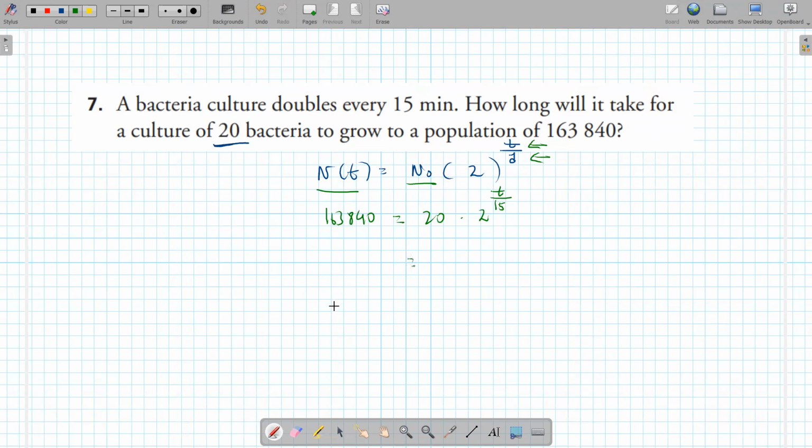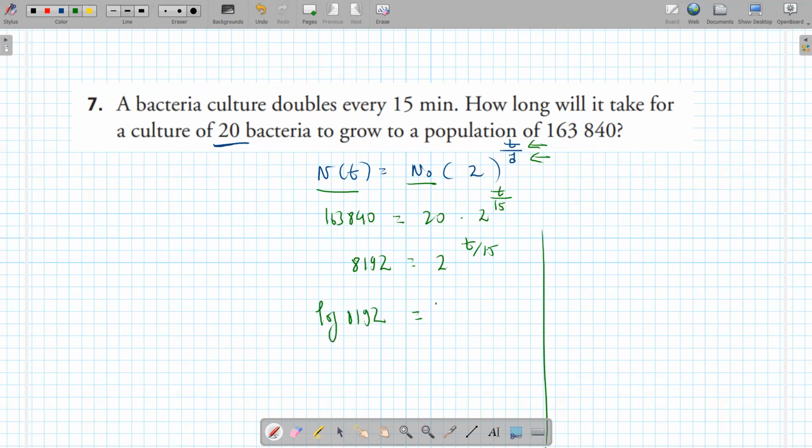How do we solve this equation for T? You divide by 20. Right, so it's going to be 163,840 divided by 20. That is 8192. Now, I think this number you can write in terms of 2, but we're not going to bother with that. What's the next step? You do logs. It's actually 2 power 13, but you don't have to know that.